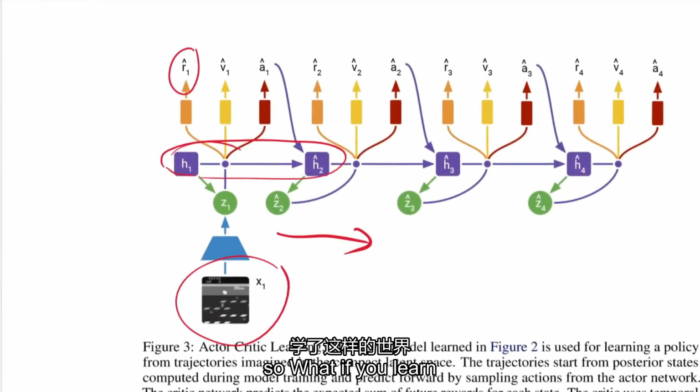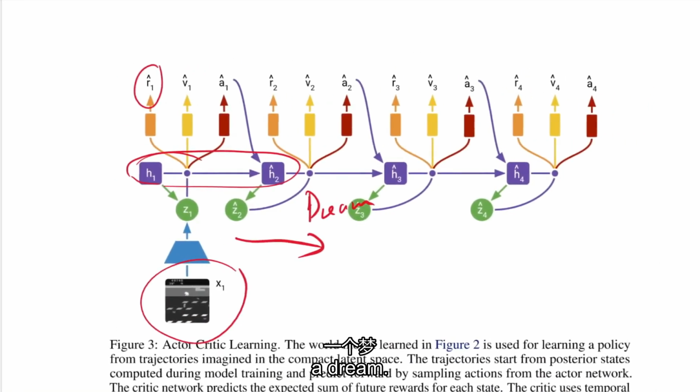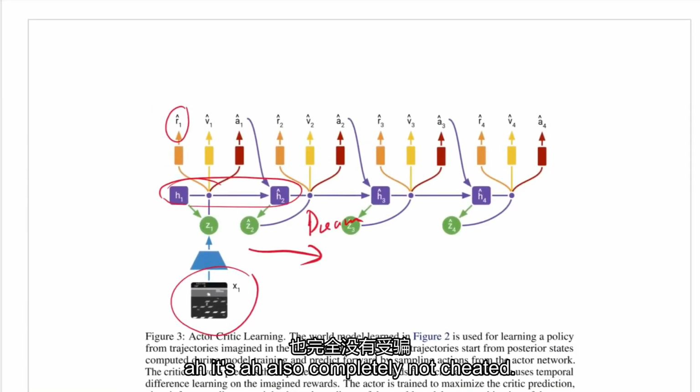So what if you learn a world model like this, what you can do now is you don't need the observations anymore. You maybe need one start observation, and you simply unroll into the future, and you do reinforcement learning in this completely imaginary, like this is a dream now. Oh, dream. This is just a dream. Now, it's also completely not cheated.